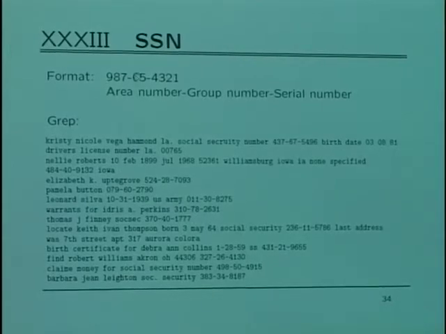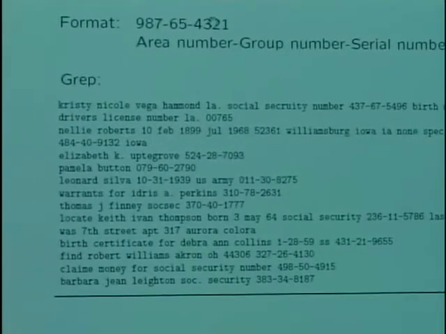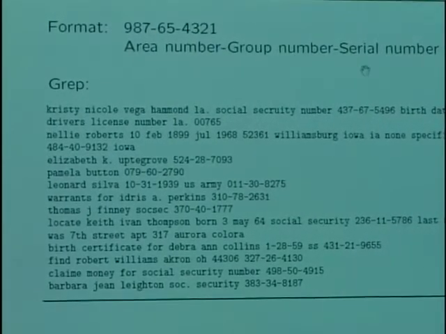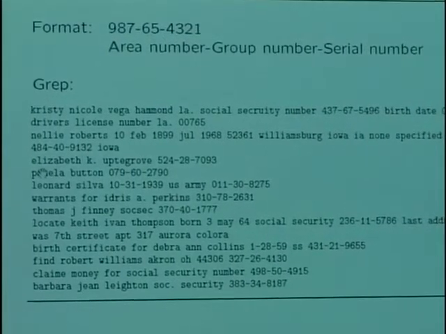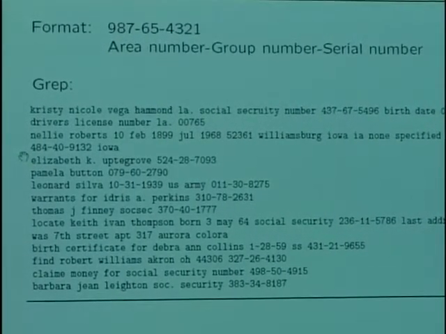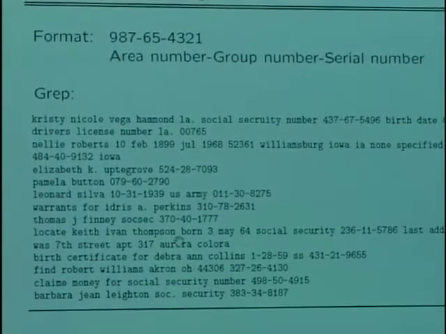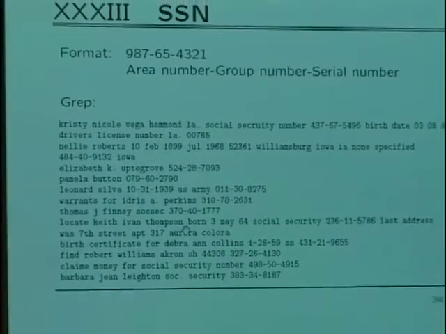Basically, a number split into three parts, consisting of an area number of a predefined set, a group number, and a serial number. These are the results. There are queries with real social security numbers in the data, but you cannot be sure if that social security number actually belongs to the user who submitted it. These are false positives. Find Robert Williams or locate Keith Even Thompson. So probably this is not the user who submitted the query.